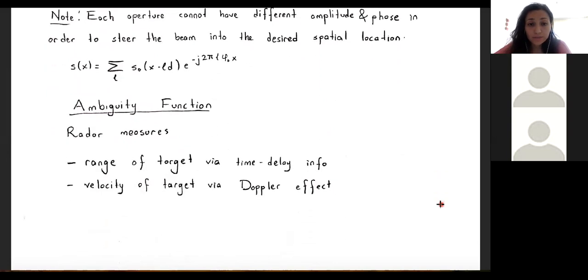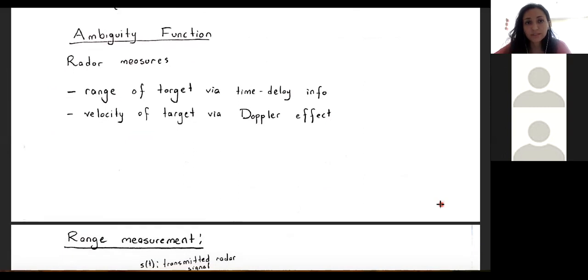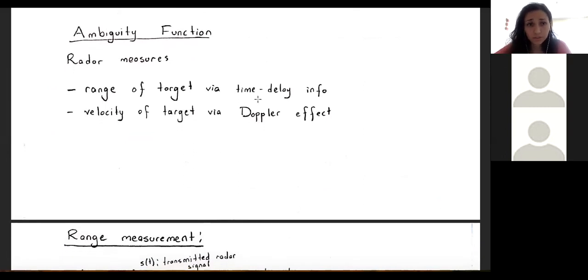Okay, now that was the antenna part. Now we're going to discuss another concept related to radar imaging, the ambiguity function. The ambiguity function is a tool to understand how good the radar signals we can pick are, to measure both the range and the velocity of a target at the same time.